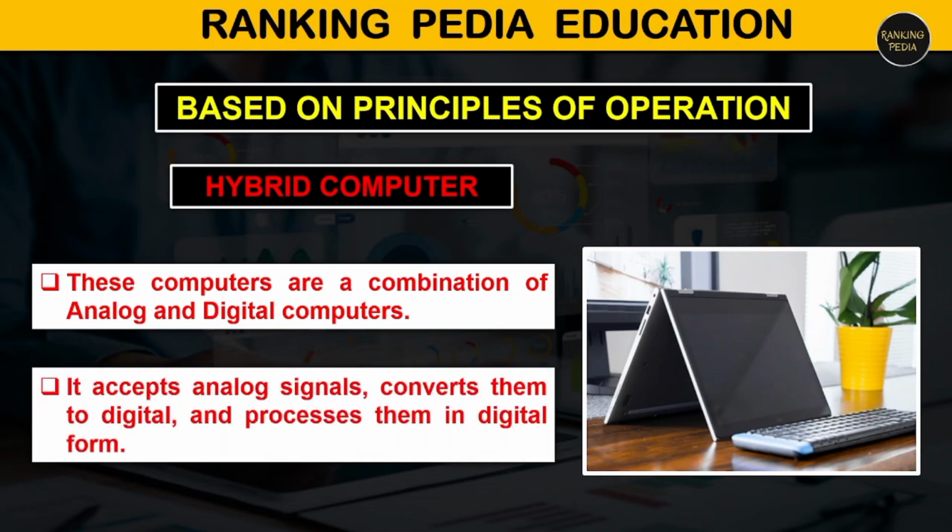It accepts analog signals, converts them to digital and processes them in a digital form. This is what a hybrid computer does. It accepts the analog signals, converts those analog signals to digital signals and processes them in a digital form. This is the function of a hybrid computer.